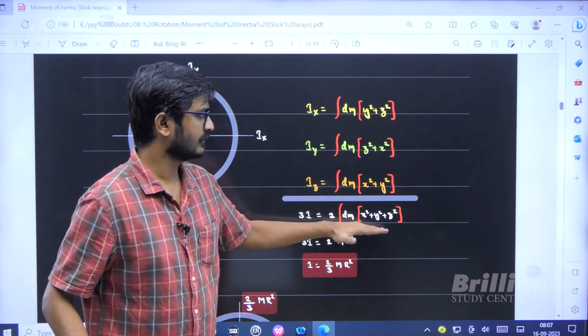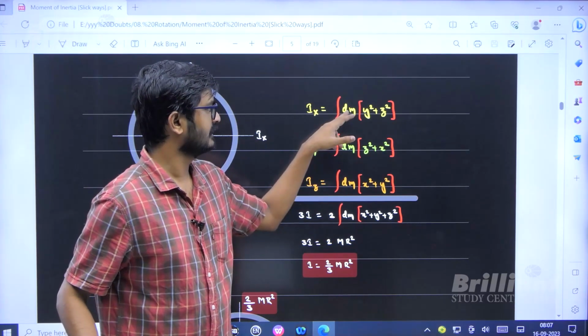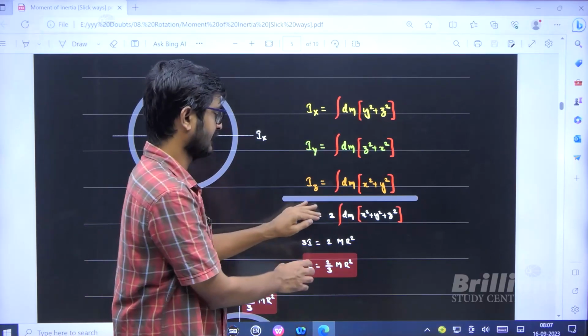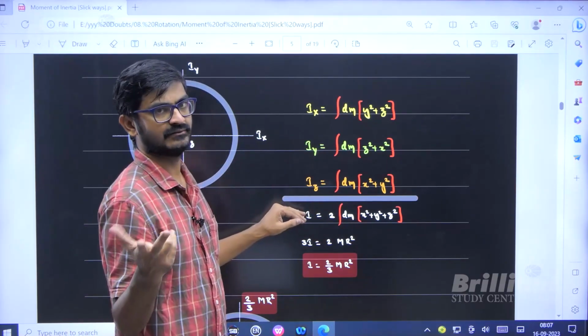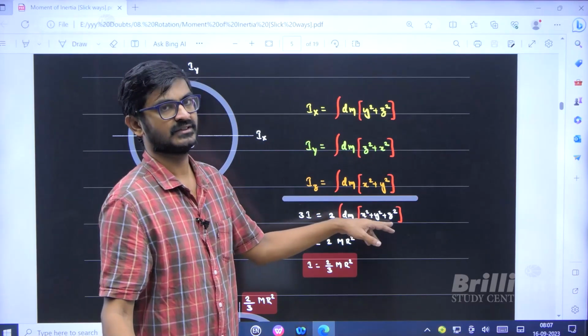Now even addition we can do for any object. So when I add Ix plus Iy plus Iz, it will turn out to be 2 times the integral of dm into x square plus y square plus z square. Anyway, this is not 3I, this is Ix plus Iy plus Iz for any object.